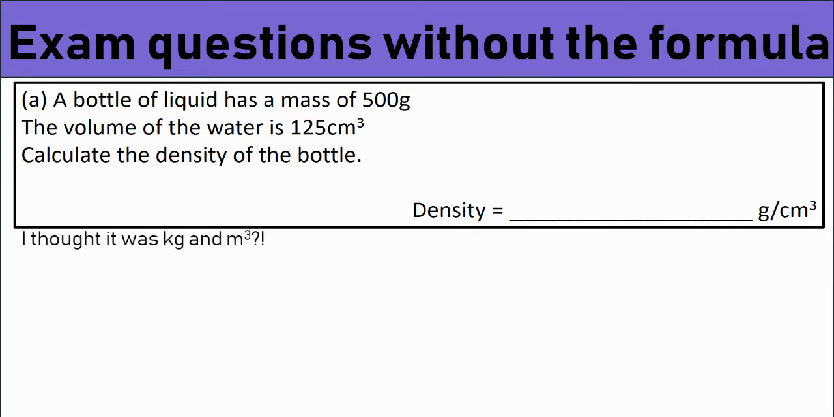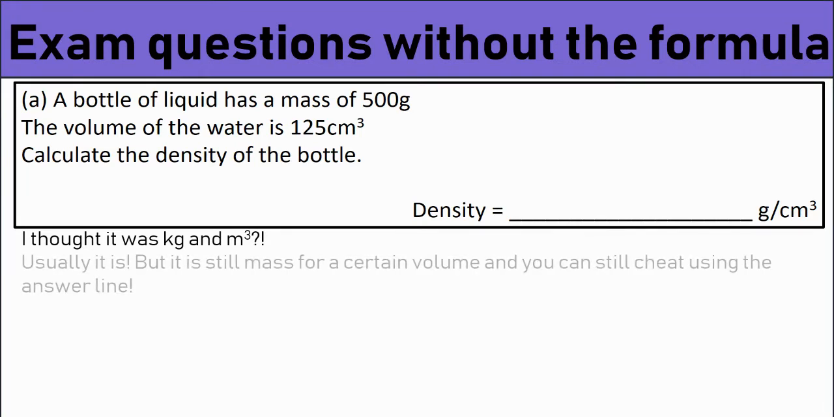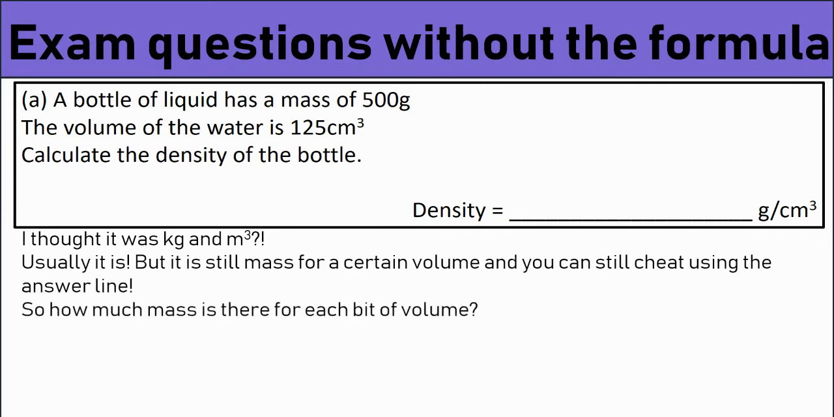So even though they might have thrown you off by not using kilograms and meters cubed, doesn't matter. It's still mass per volume. It's still the same. So how much mass is there for each bit of volume? Well, 500 grams for 125 centimeters cubed. So we need to work out how much in 1 centimeter cubed.